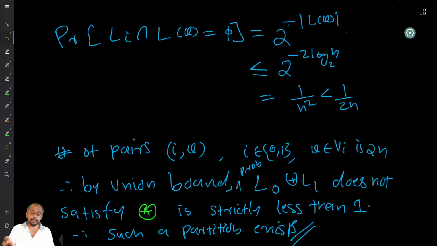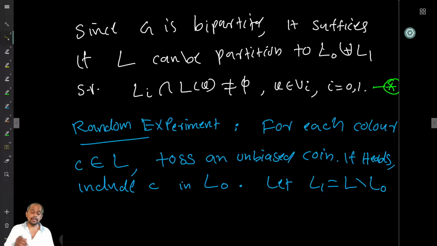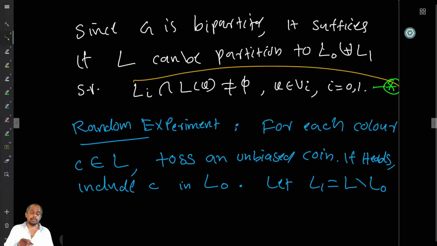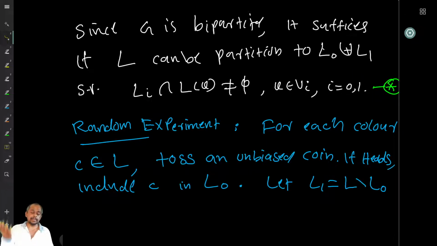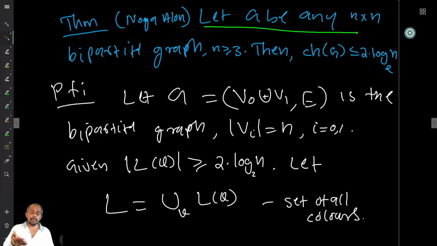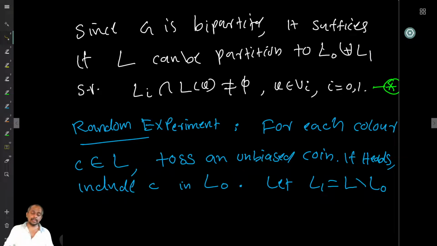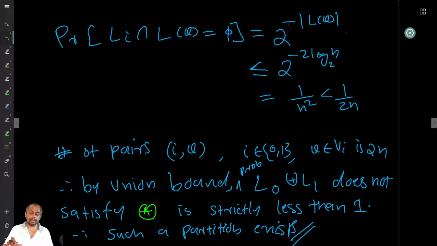which means that the probability that it happens is strictly positive, which means that for some partition this should happen. But if this happens, then I have a nice coloring, because I just color from the available colors from L0 intersection L of v for all the vertices here, and L1 intersection L of v for all the vertices here. And since L0 and L1 are disjoint, the colors on this side and the colors on this side are going to be disjoint, and that is it. So therefore I can find such a coloring.